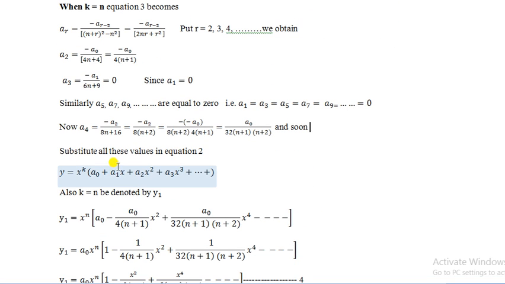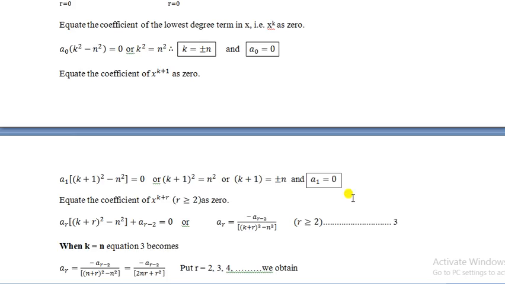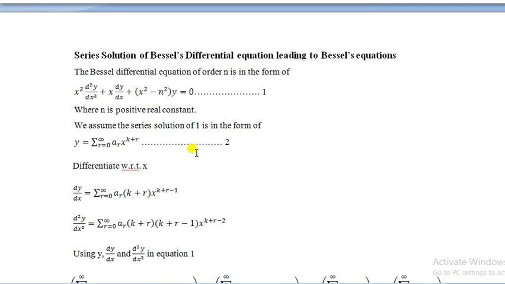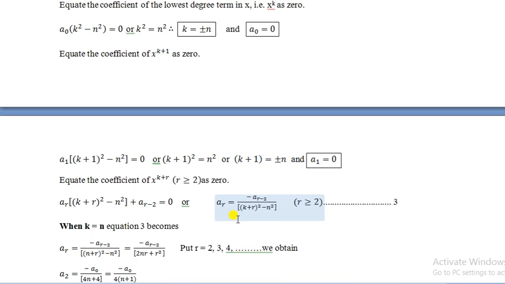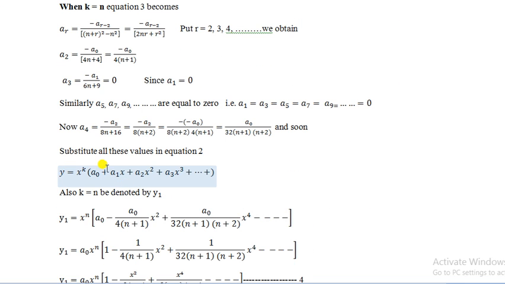Then we'll substitute all these values in equation number 2. Before substituting all these values in equation number 2, first you have to rewrite equation number 2, substituting r value as 0 here also. The first term becomes a naught, then r equal to 1 gives a1 x raised to k plus 1, then r equal to 2, 3, 4, etc. After substituting r value from 0 to infinity, we get equation number 2 in this form: a naught, a1 x, a2 x square, a3 x cube, and so on.